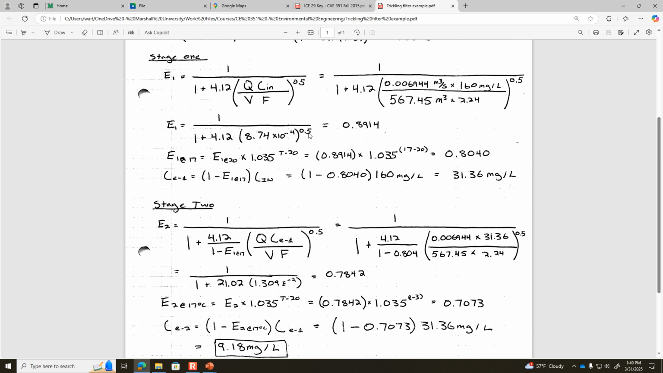So these trickling filters are interesting. The equations that we use to size them are empirical. And their main advantage is just the vast reduction in electricity that they use compared to activated sludge.